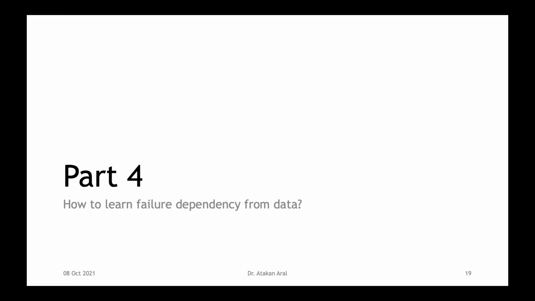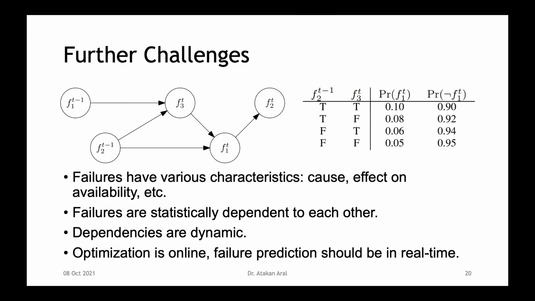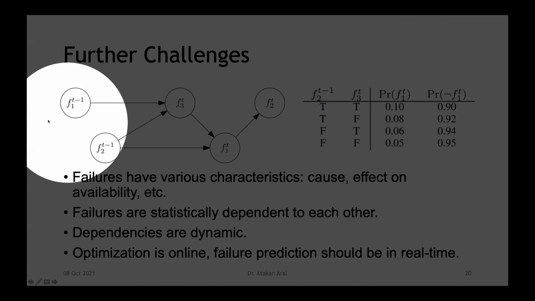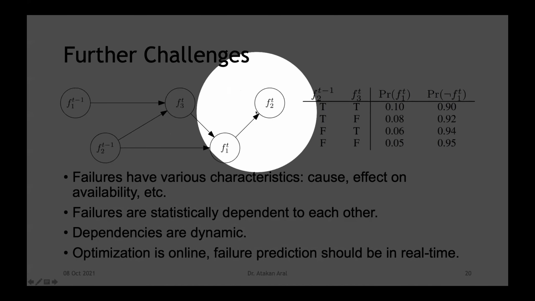This part is about, okay, we modeled our services, the failure of our services. We modeled the dependencies between the nodes. But how can we learn these dependencies from data? So basically, how can we extract this graph given historical failure traces?